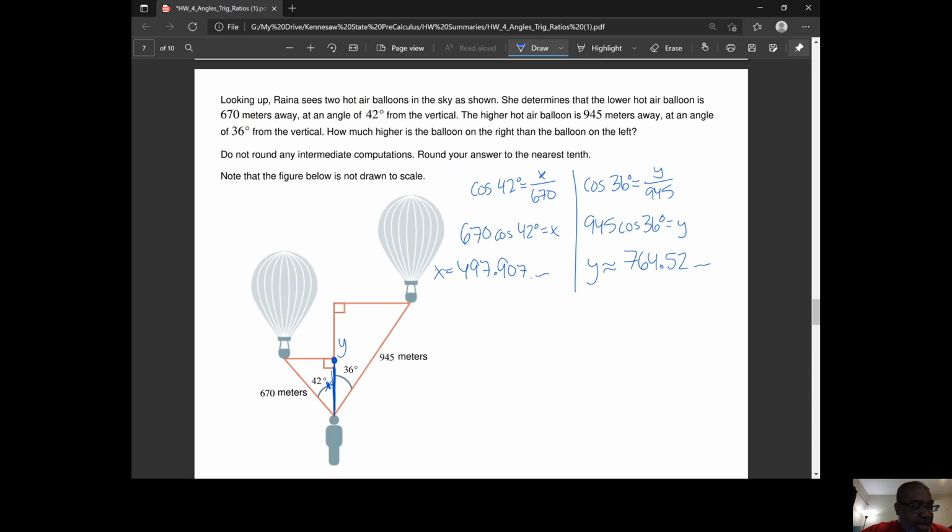So from here, I push minus, then I go back up to the line that I was using, push enter, and then I push enter again. And I have what I need to round to the nearest tenth. Y minus x is going to equal 266.6 meters.